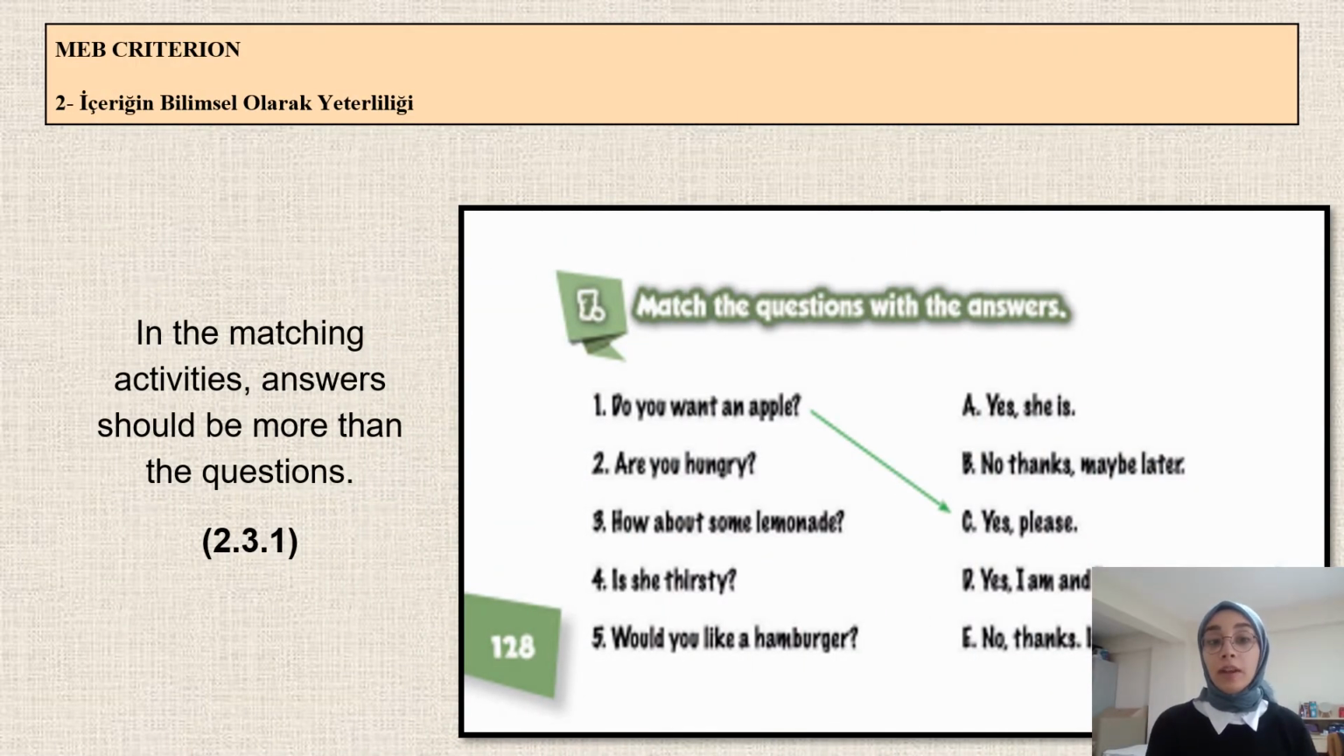In the same criterion, it is said that in the matching activities, there should be more answers than the questions. But when we look at the activity, there are 5 to 5.